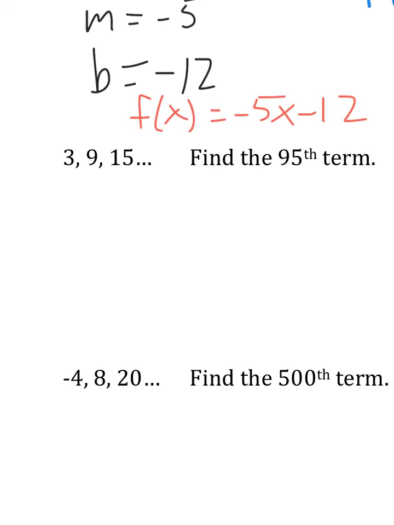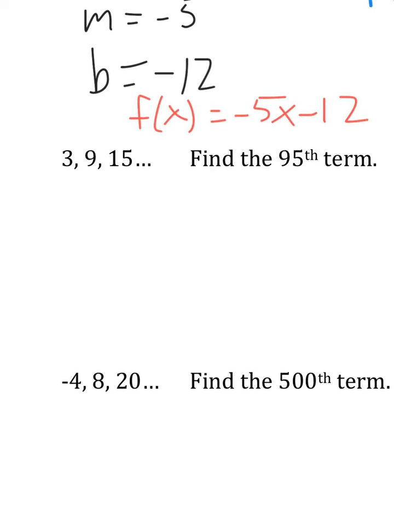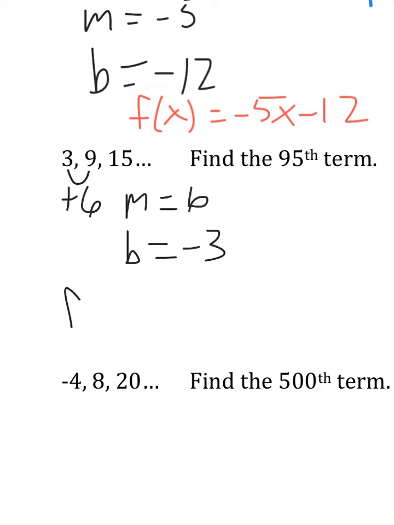Let's look at this next one. 3, 9, and 15. Well, our common difference is going to be plus 6, so our m is equal to 6. And then if we subtract 6, or think what plus 6 gives us 3, we'll know that our 0 term is equal to negative 3.